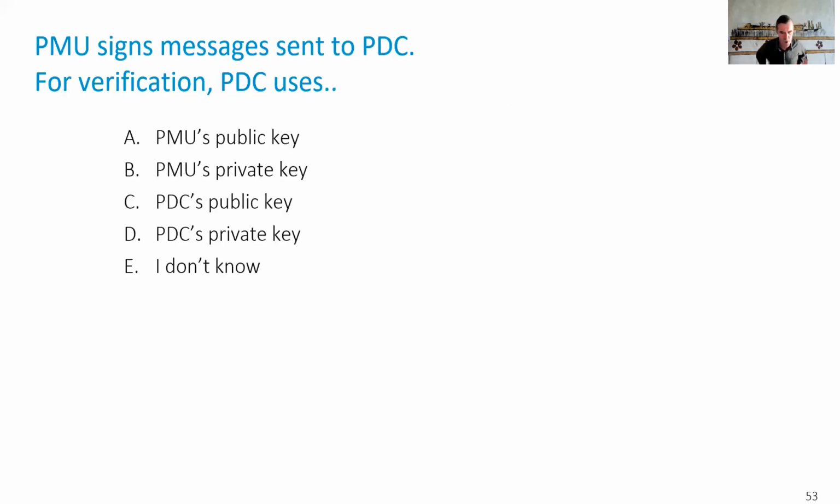Voila, a little quiz. A PMU signs a message sent to PDC. Now it's for authentication, right? It uses RSA just to make sure that an attacker is not tampering with the message. If we do this, which key should the PDC use to verify the message?